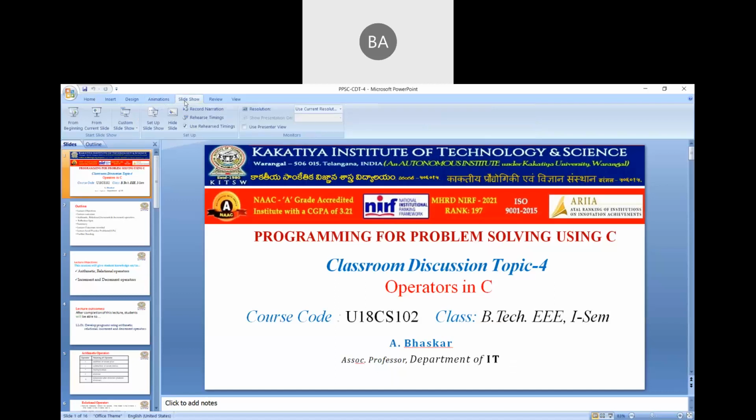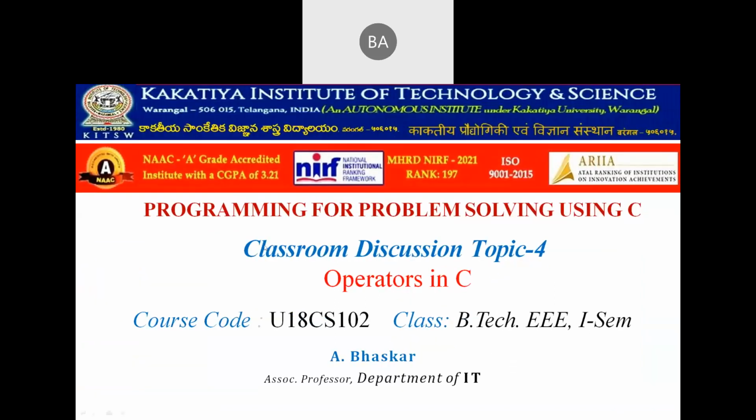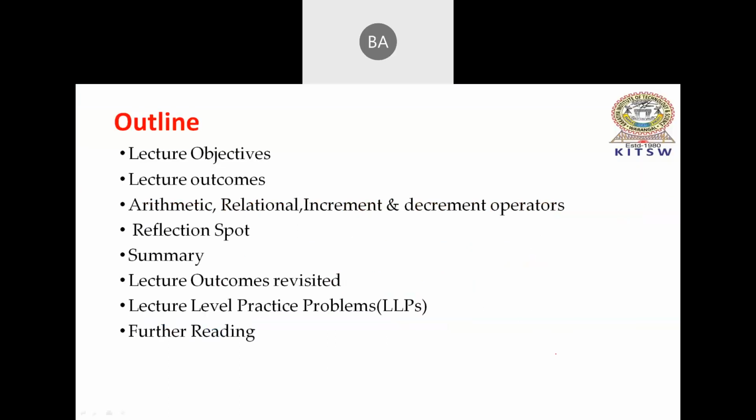So here, the discussion topic is operators in C. In this particular topic we are going to discuss only arithmetic operators as well as relational operators. So the outline of this lecture is: the lecture objectives and outcomes, arithmetic, relational, increment and decrement operators. So these are the three important categories of operators we are going to see in this session. And this is the outline of my presentation.